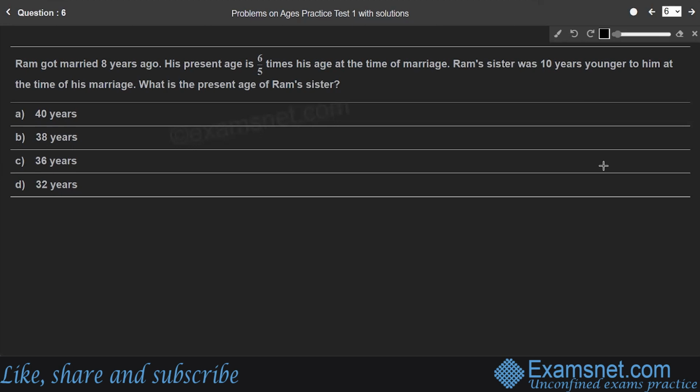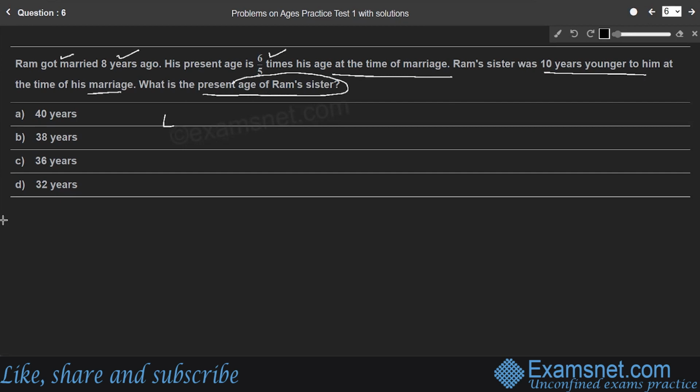Question 6. Ram got married 8 years ago. His present age is 6/5 times his age at the time of marriage. Ram's sister was 10 years younger than him at the time of his marriage. What is the present age of Ram's sister? Right? Here, he got married 8 years ago. So let his present age be X years.